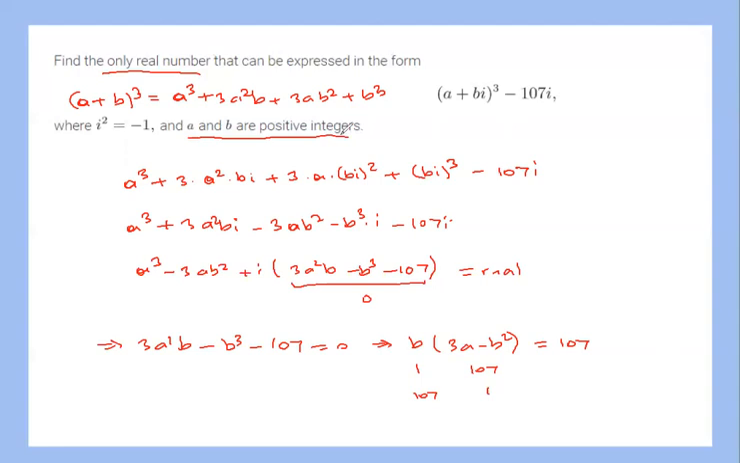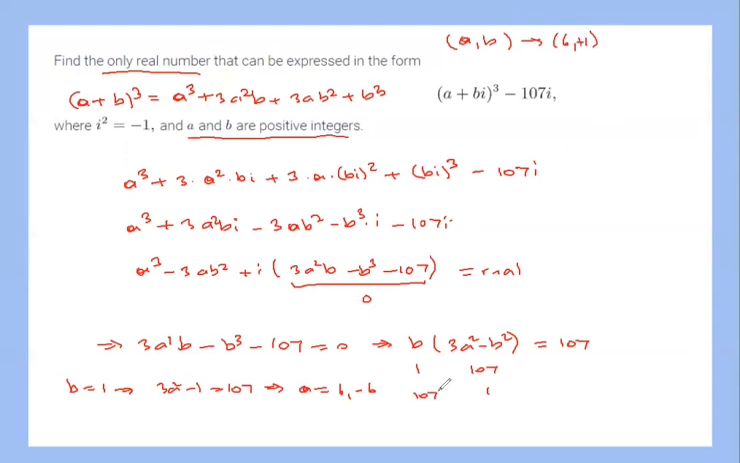We don't want to deal with the negative version since we are looking for a and b to be positive integers. If b is 1, then this would be 3a squared minus 1, equals 107. If you add 1, that's 108, divided by 3 is 36. So a squared is 36, and a has to be 6 or -6, but we cannot choose the negative version because we are told they are positive. So 6 and 1 does work. So a and b are 6 and 1.